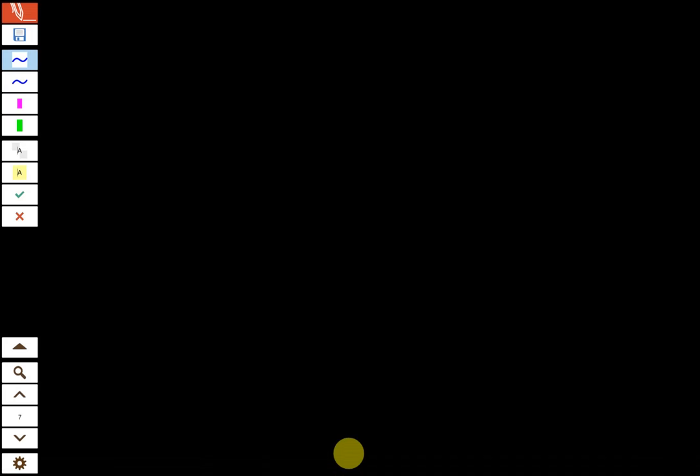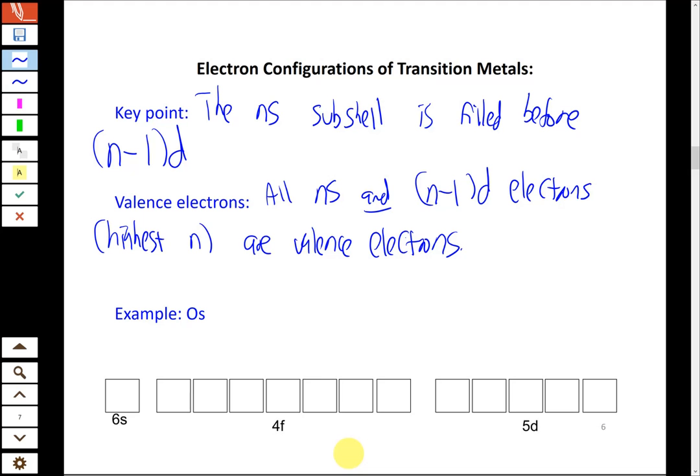So to write all of that out then, for osmium, again, the nearest noble gas was xenon. After xenon, we came to 6s2, that we filled the 6s block. Then we got to the first 5d element, but then we jumped down to 4f and filled that, if we're going in numerical order. And then we came back up to the 5d block and had to add 5 more to get to osmium, number 76.